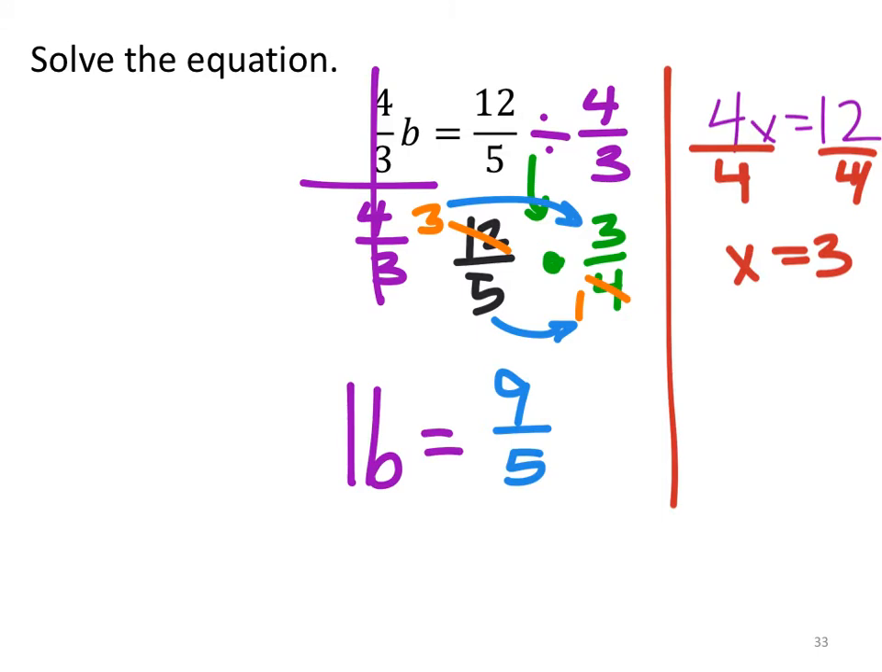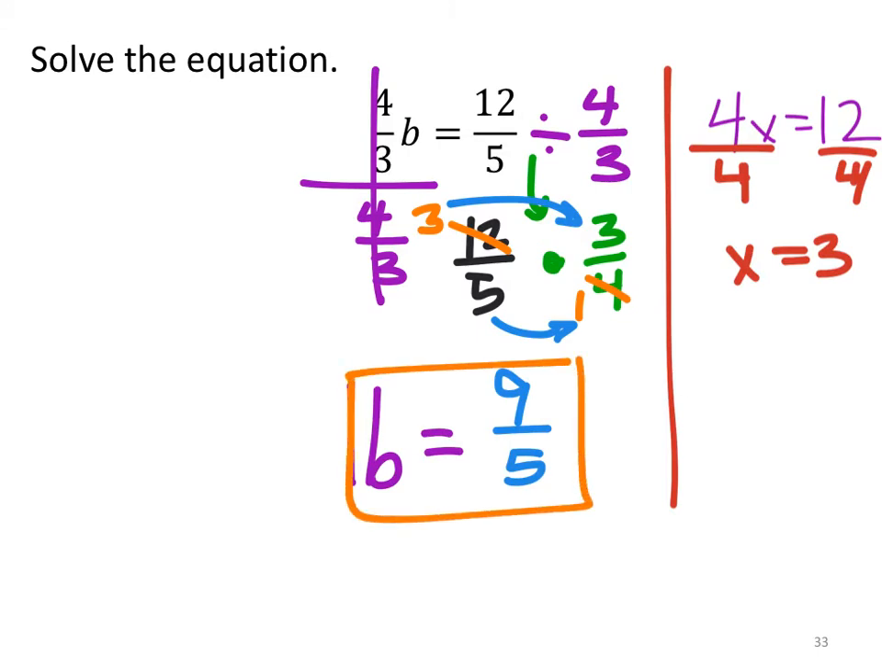But I am going to check my problem right here by typing this into my calculator, 4/3 times 9/5, because I've replaced the B with the 9/5 there. And sure enough, it gave me 12/5.